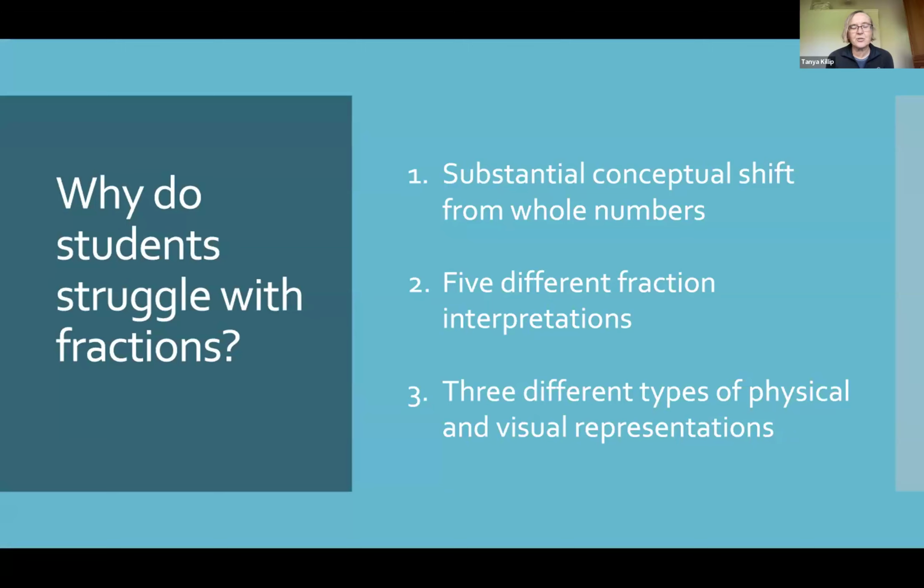So why do students struggle with fractions? Well, it seems to me that there's 3 main reasons. So we'll have a look at each of these in turn.